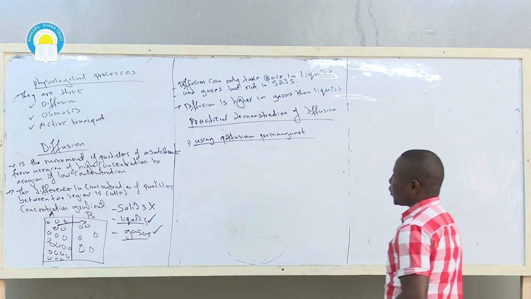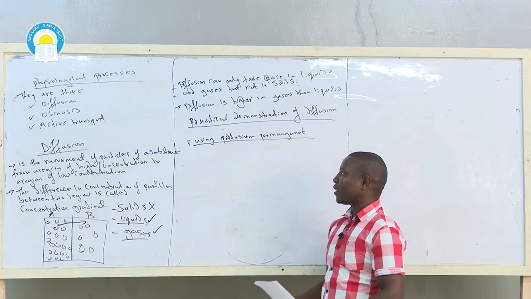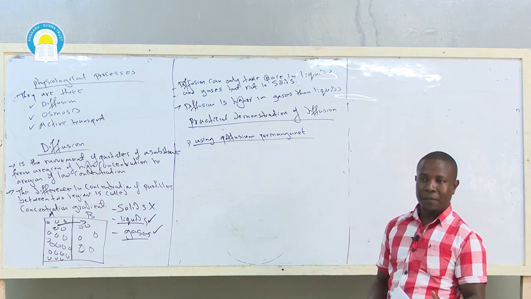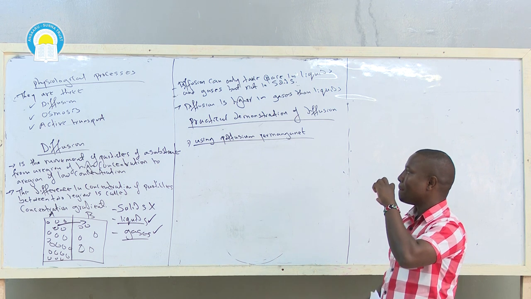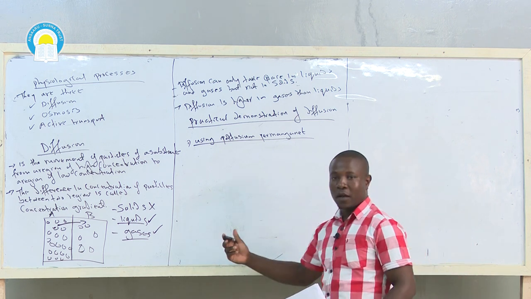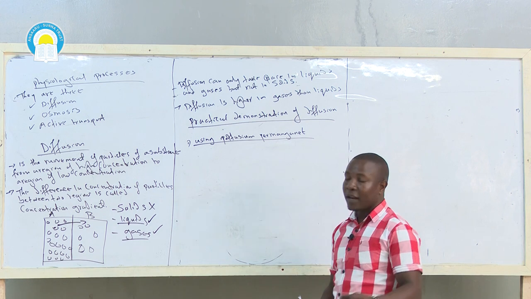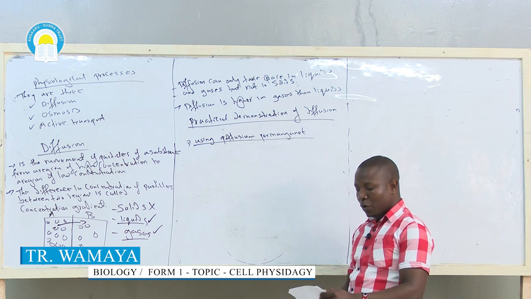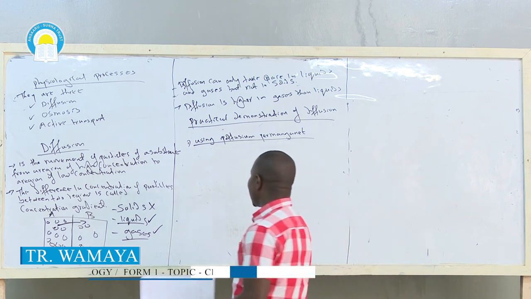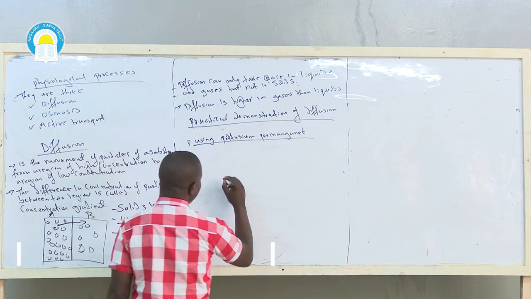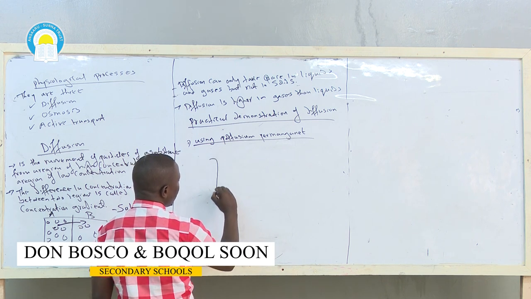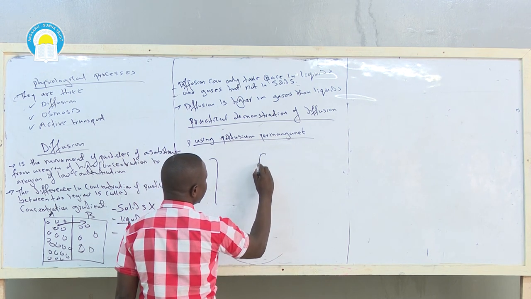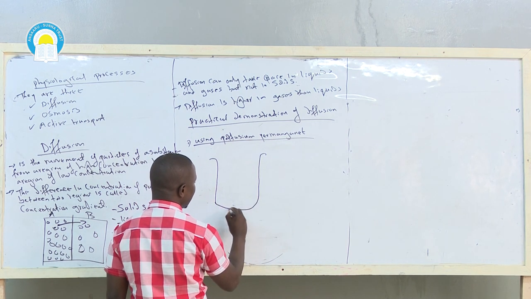Potassium permanganate is just a crystal, purple in color. When you place it in water, the color of the water will turn purple. Under the practical, you are told to put 50 cubic centimeters of water in a beaker.